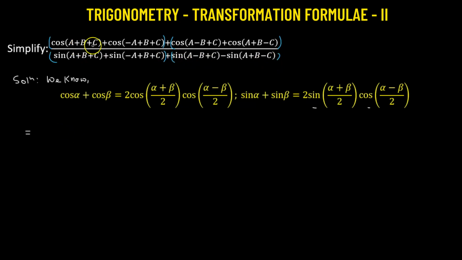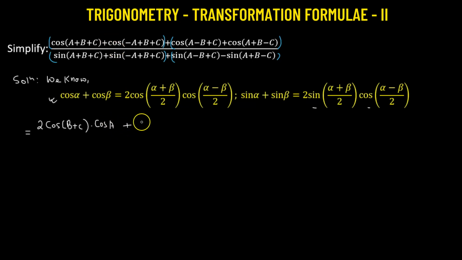So cosine of a plus b plus c plus cosine of negative a plus b plus c. If we use this transformation formula, we're going to get 2 times cosine of angle. So we'll have to add a plus b plus c with negative a plus b plus c, and then divide by 2. So that's a very simple exercise. So this is going to be b plus c, multiplied to cosine of angle. So we'll have to take the difference. The difference is going to be 2a over 2, or simply a.